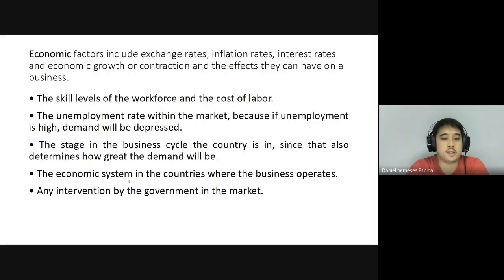Another is the economic system in the countries where the business operates. So what type of economic system or type of government the country has also affects how the business in that country will operate, or what the business climate in the country is. So for example, in a communist form of government, there are businesses but they expect that the government will intervene in their business.